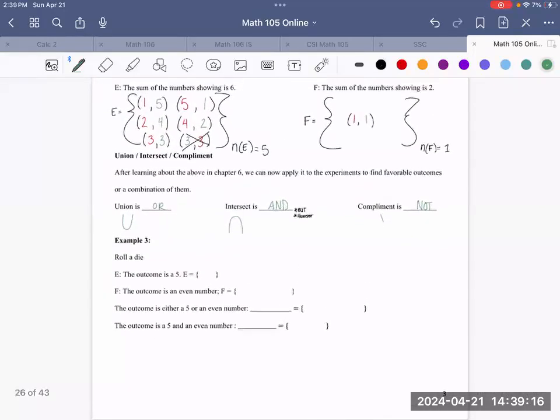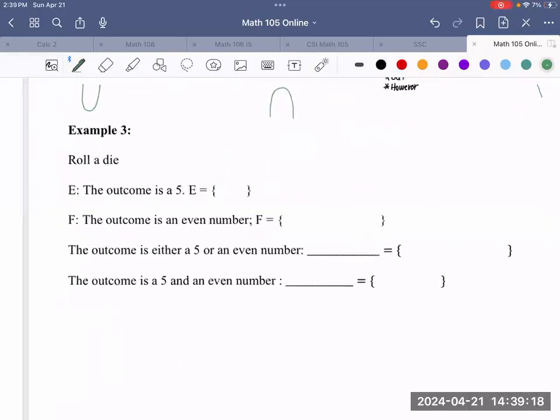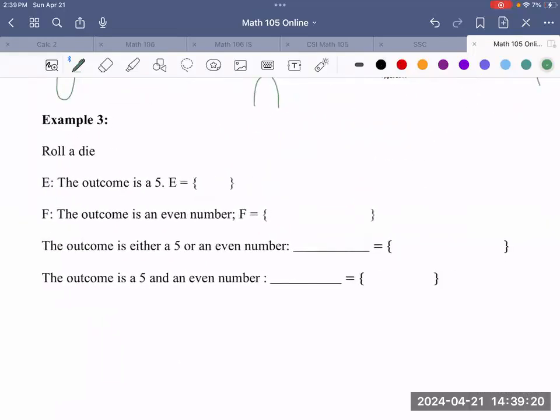So let's try example 3. In our example, we are rolling a die. Let E be the outcome that you roll a 5. Great, so for E, we're looking for a 5. Now F is the outcome is an even number: 2, 4, and 6. Now the outcome is either a 5 or an even number. What would that look like in the math way to represent that?